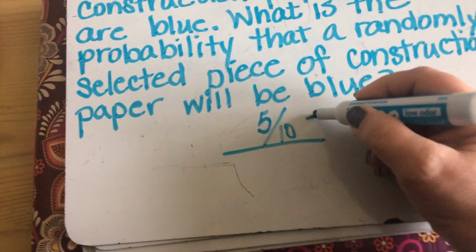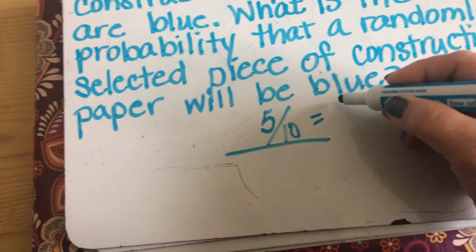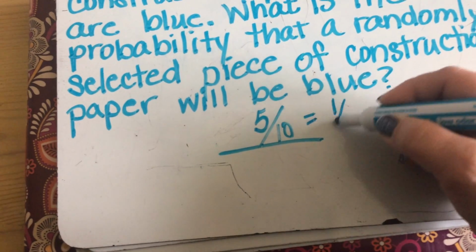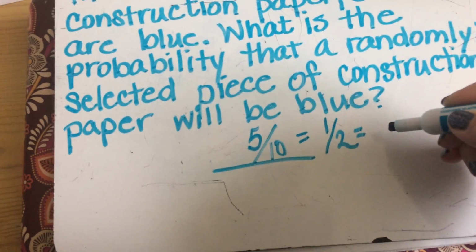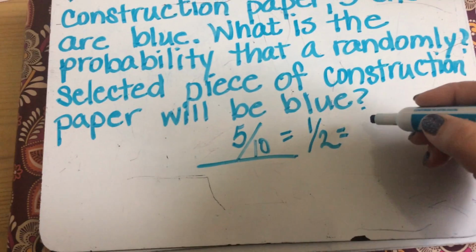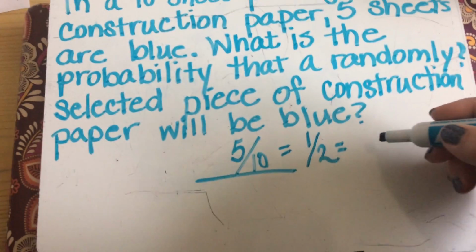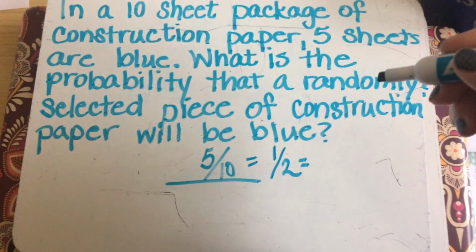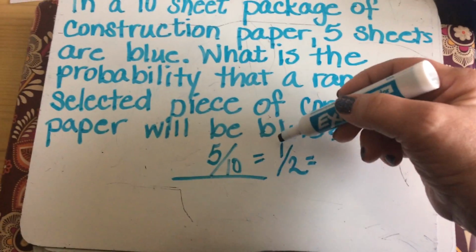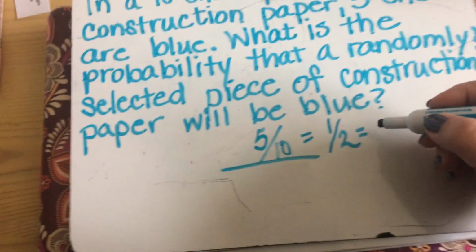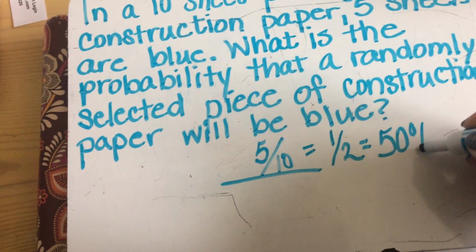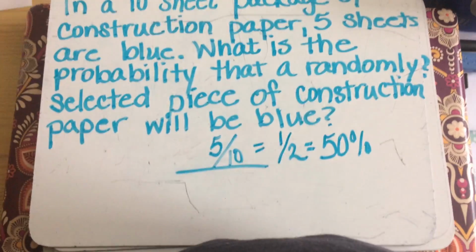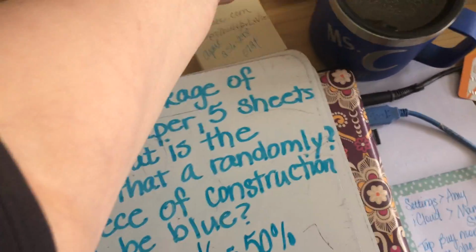5 out of 10 will reduce. 5 will go into 5 one time. 5 will go into 10 two times. So you could say you have a half chance, 1 out of 2. If you chose one piece of paper, you have a chance of 1 out of 2 being blue. Or you could just say 50%. You have a 50% chance. One more.